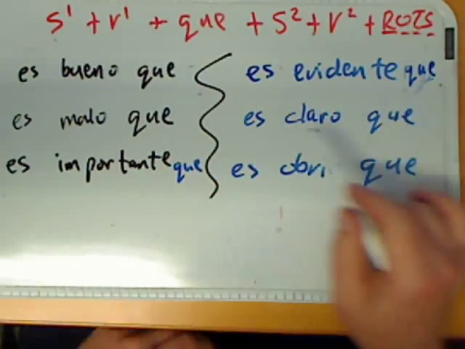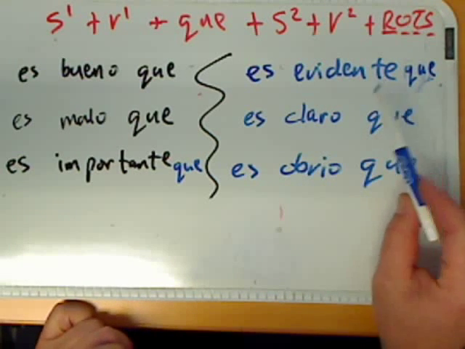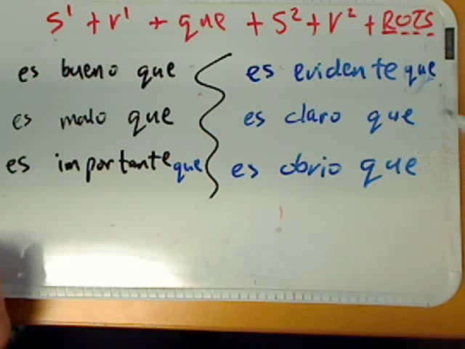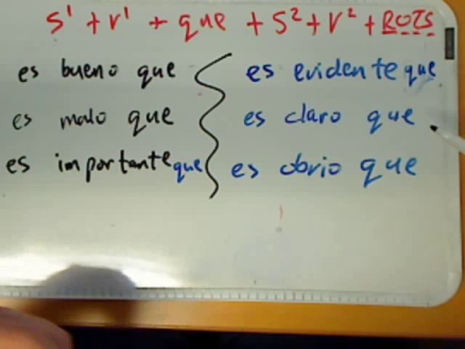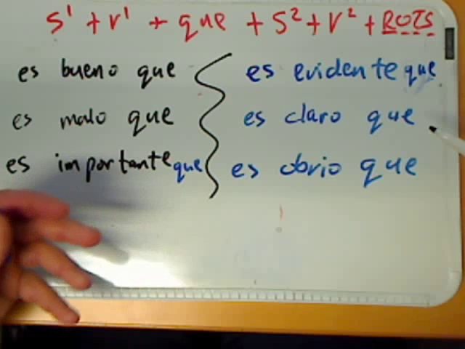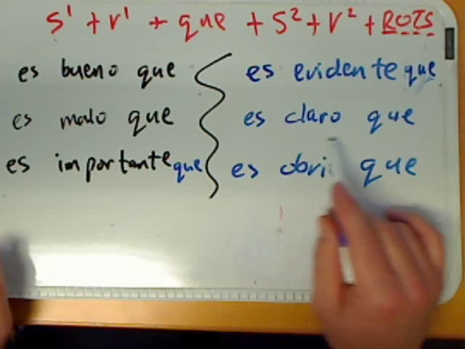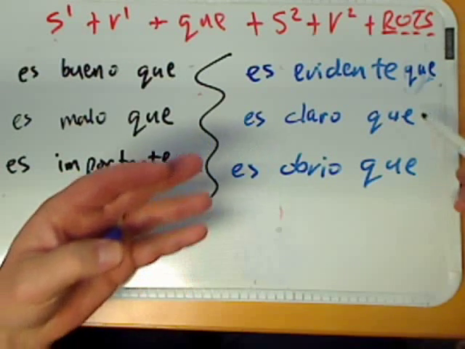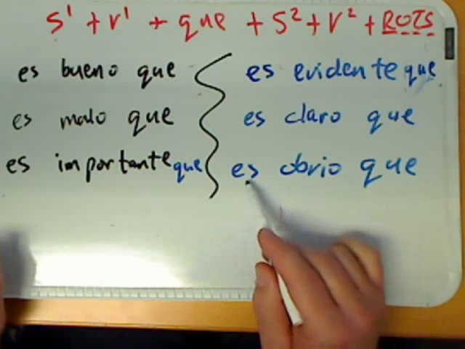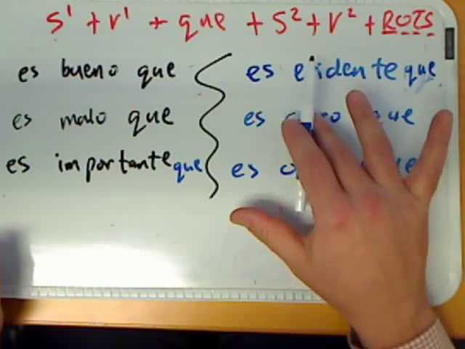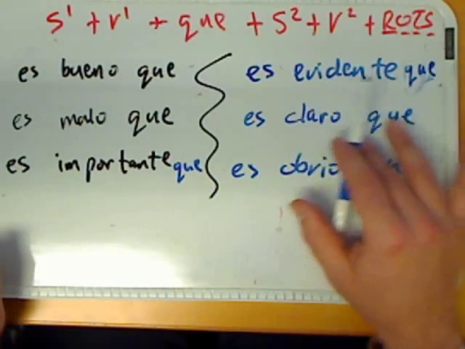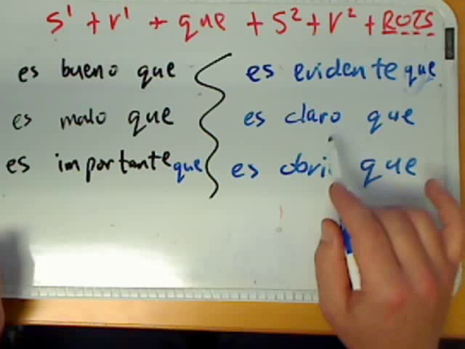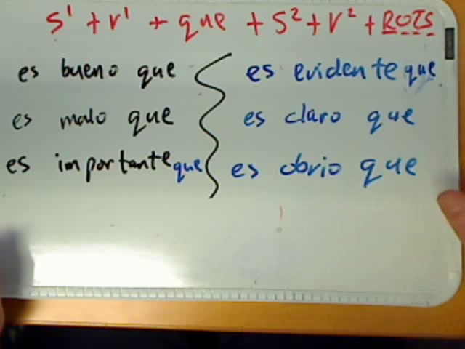And on this side, these are very similar. They are impersonal expressions, but they do not express an opinion. It is evident, es evidente que. That actually means it is evident. There is no doubt, there is no opinion. It is evident, it is a fact. Same with es claro que. It is clear. There is no doubt. It is evident. It is obvious, and that's what es obvio que is. And so when the expression expresses a fact or a clarity, something that is certain or evident or clear, it triggers the use of the indicative present tense.